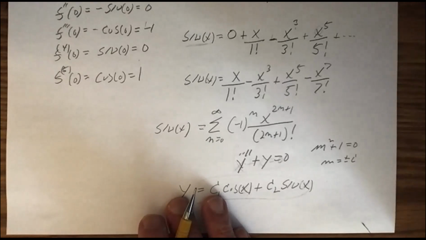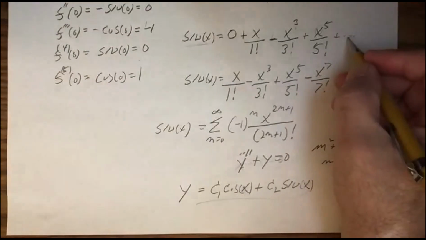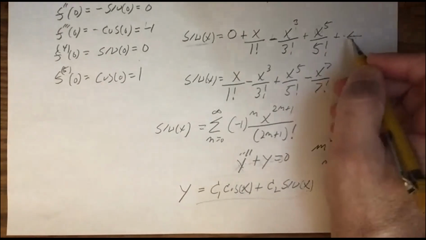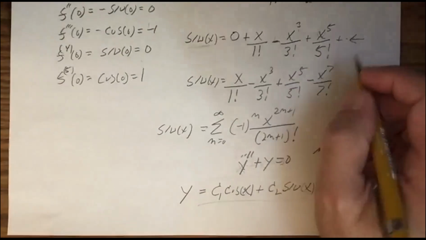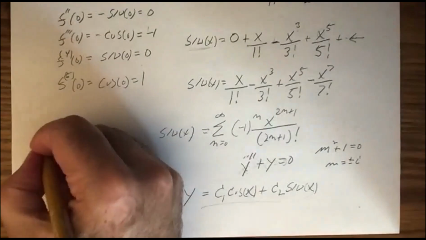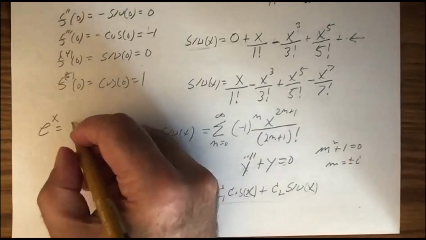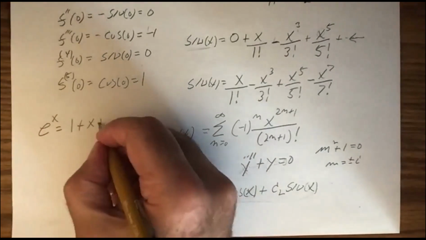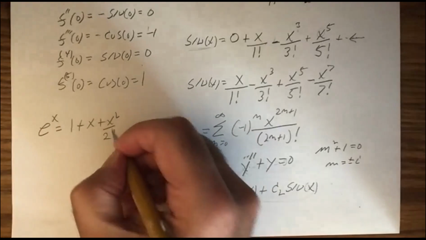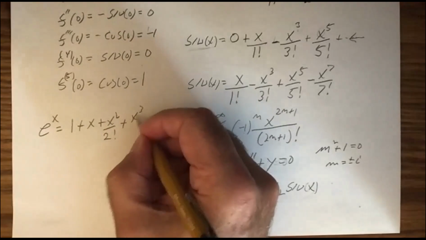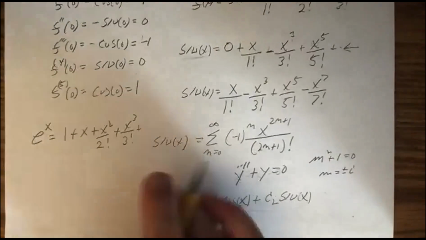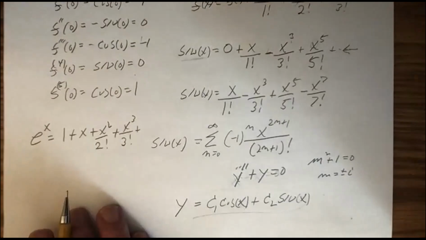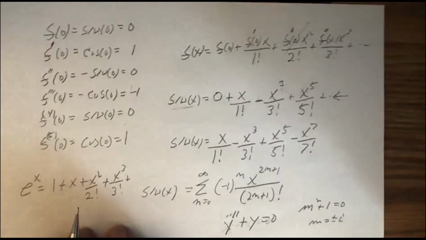I just wanted to remind you what the power series for cosine and the power series for sine look like. We'll take a look at e to the x. e to the x is 1 plus x plus x squared divided by 2 factorial plus x cubed divided by 3 factorial. These are power series that, if you continue in math, you should actually commit to memory. Okay, just one last thing.